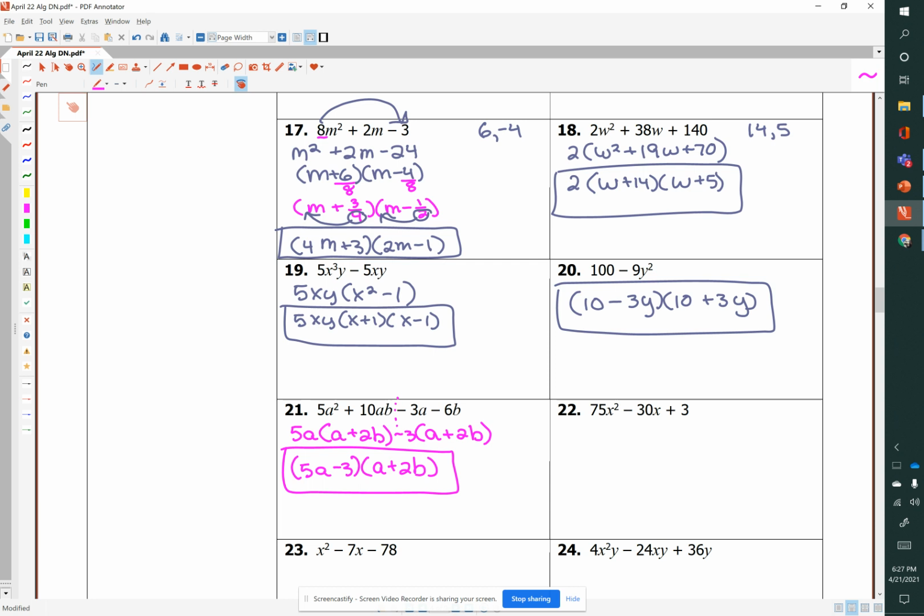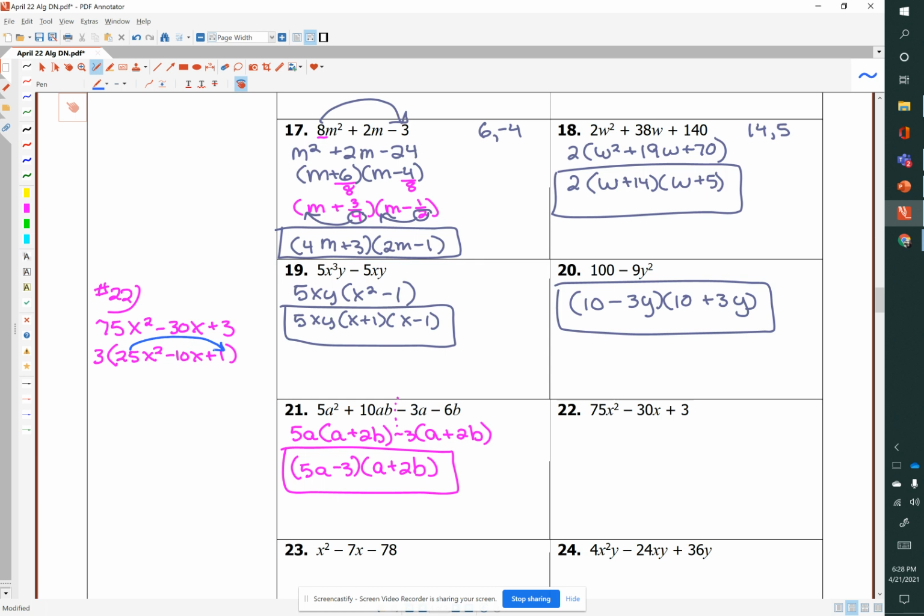So number 22 looks like it's going to take a bit of room. I think I'm going to do number 22 over here. So we have 75x squared minus 30x plus 3. The first thing I want to do is factor out a 3. So that would be 25x squared minus 10x plus 1. And then I will use slip and slide.